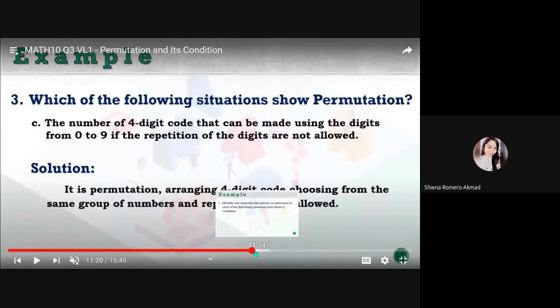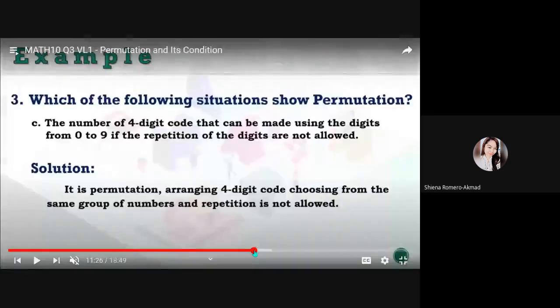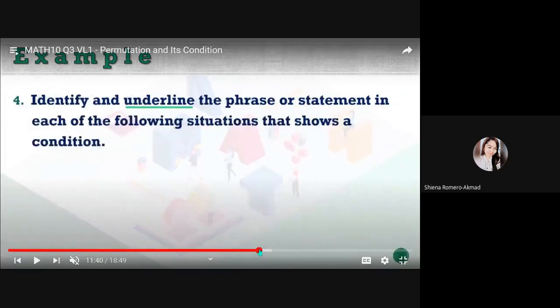Next, for letter C, it is permutation because if you arrange 4 digit, you're going to choose from the same group, and of course, repetition is not allowed. And also, repetition of the arrangement will not happen.